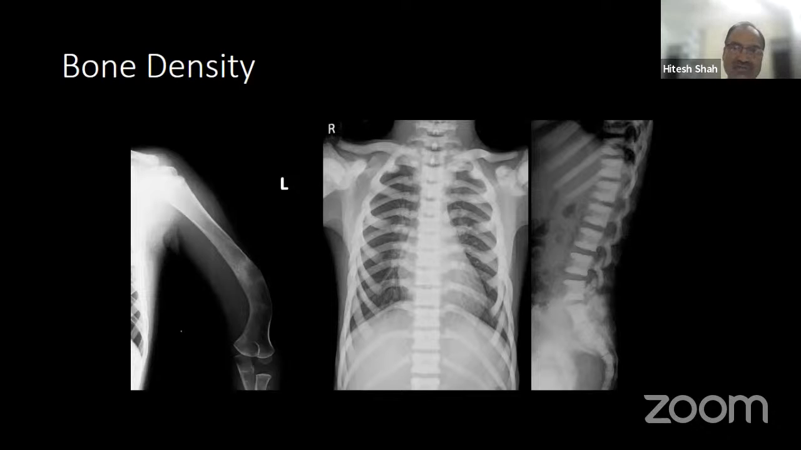So we can understand whether the bone density is abnormal or normal. A very common case where the bone density is reduced is osteogenesis imperfecta, with osteoporosis, while osteosclerosis is there in osteopetrosis. Many other conditions like fibrodysplasia are there, but I am considering very, very common cases of skeletal dysplasia.